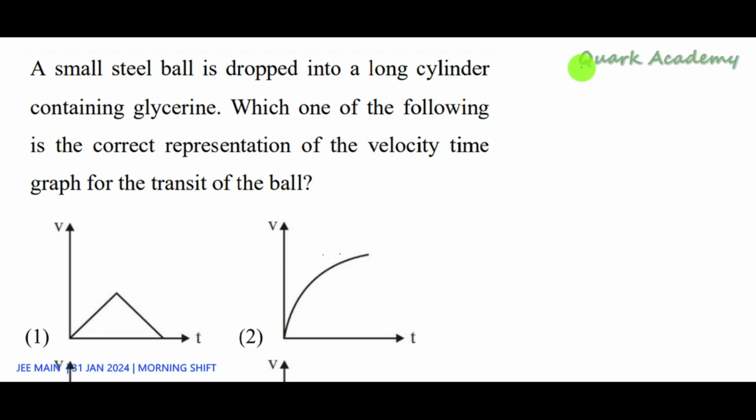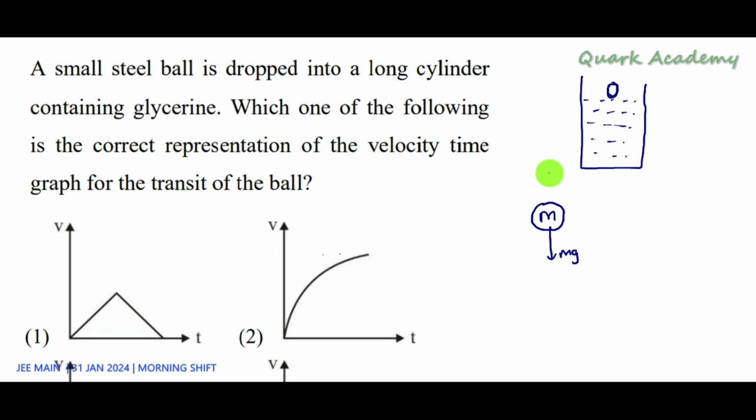A small steel ball is dropped into a cylinder which contains glycerin. So it looks like this. This is the ball. Now we need to find the velocity time graph of this ball. Let's figure out the free body diagram of the ball. Let's consider the mass of the ball is m. Gravitational force will act, and as it travels inside the glycerin, it is going to exert a resistive force which opposes the motion, acting opposite to the gravity direction.